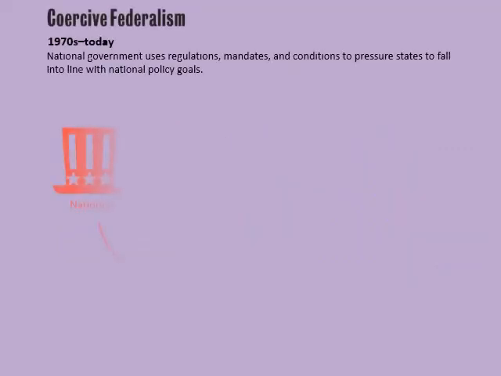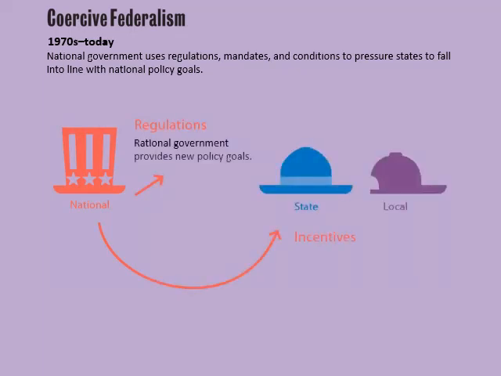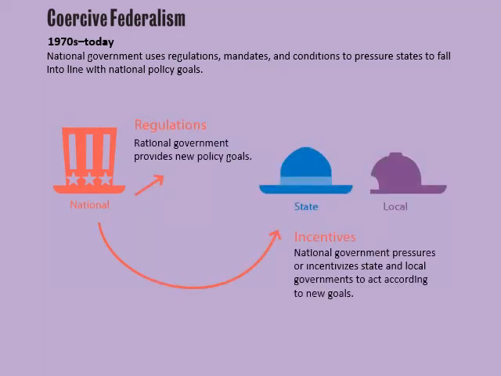Coercive federalism is the use of regulations at the national level to withhold money or grant money to states in order to get them to do what the federal goals are for policy.